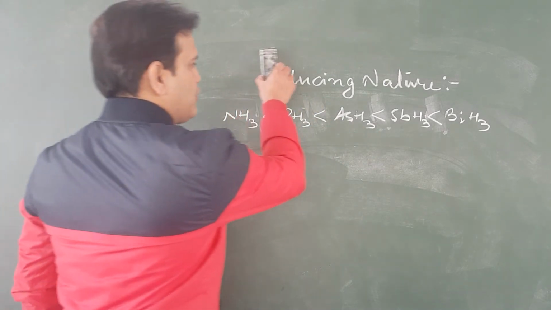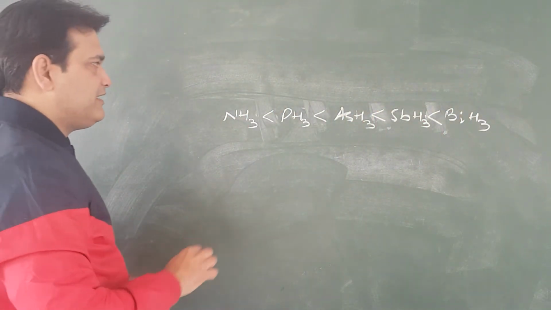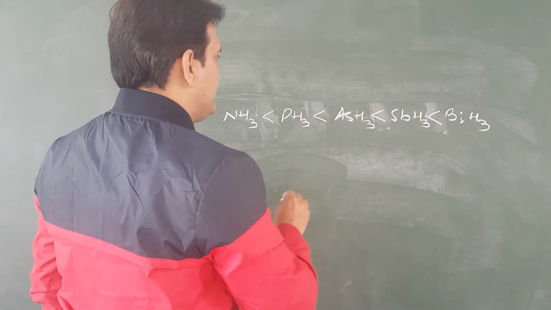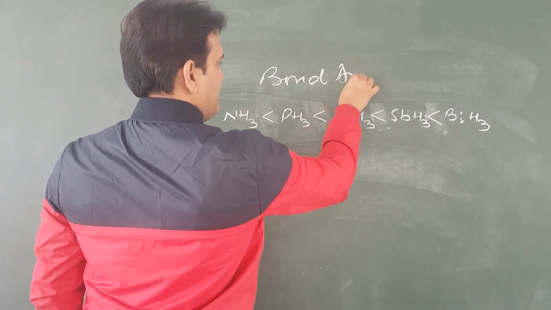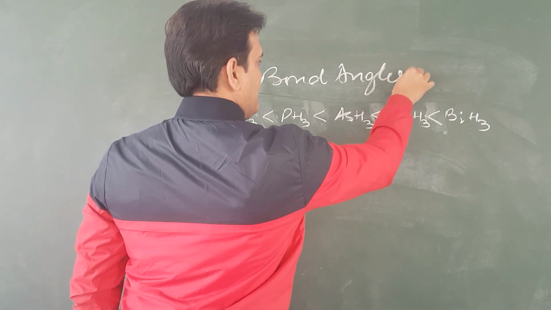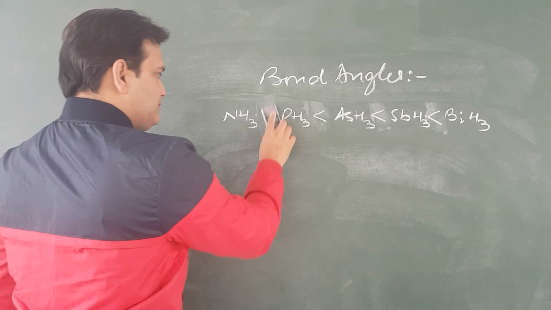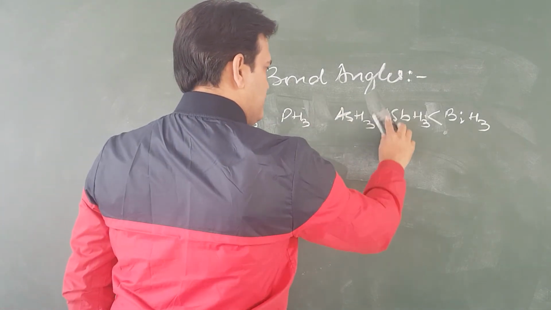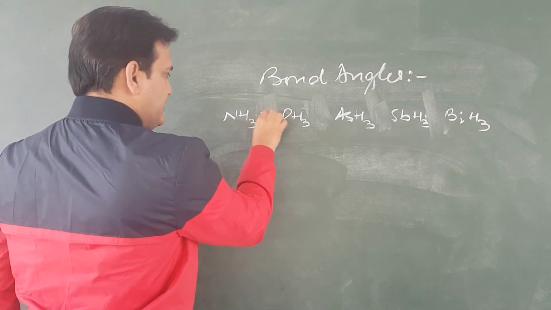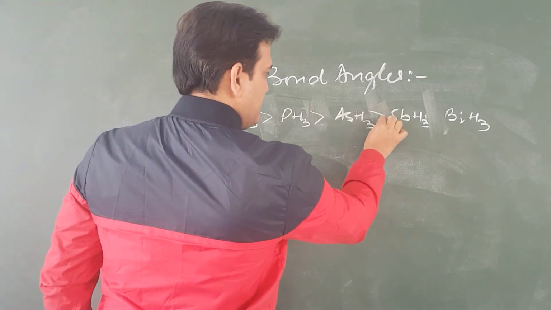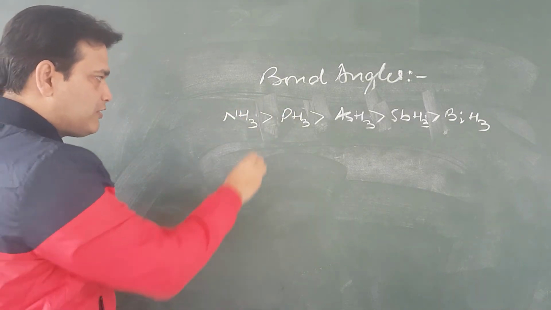Now the next property is boiling point, which we have discussed. Next property is bond angle. Bond angles decrease down the group. And what is its cause?